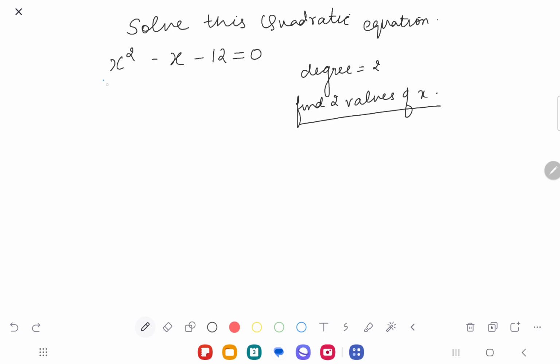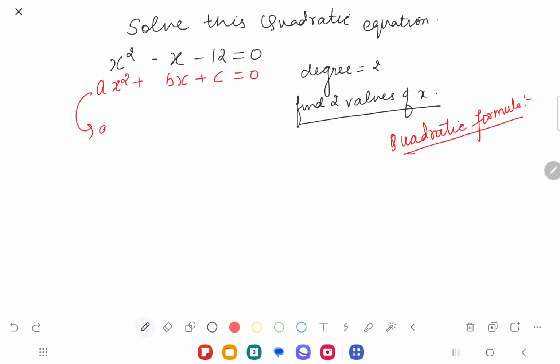Let's suppose this example. I'm going to learn a quadratic formula today. My quadratic formula shall be what? So what am I going to do? I'm going to compare this with ax square plus bx plus c equals 0. This is my general quadratic equation, isn't it?